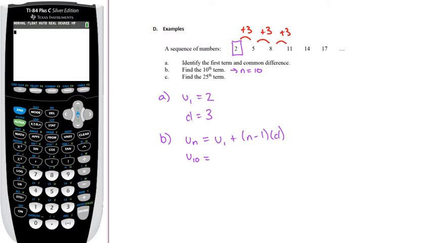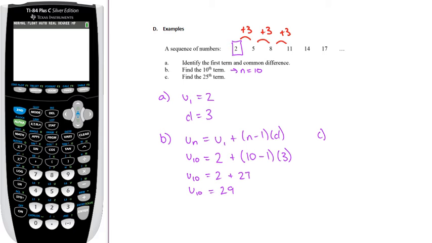So u10 is equal to u1, but we know that value already. That's 2, plus n minus 1. Because we're looking for the 10th term, that's 10. So 10 minus 1 times 3. Once we've substituted in all of our values, we can just solve. So we get 2 plus 27. 9 times 3 is 27. So the 10th term is going to be 29.